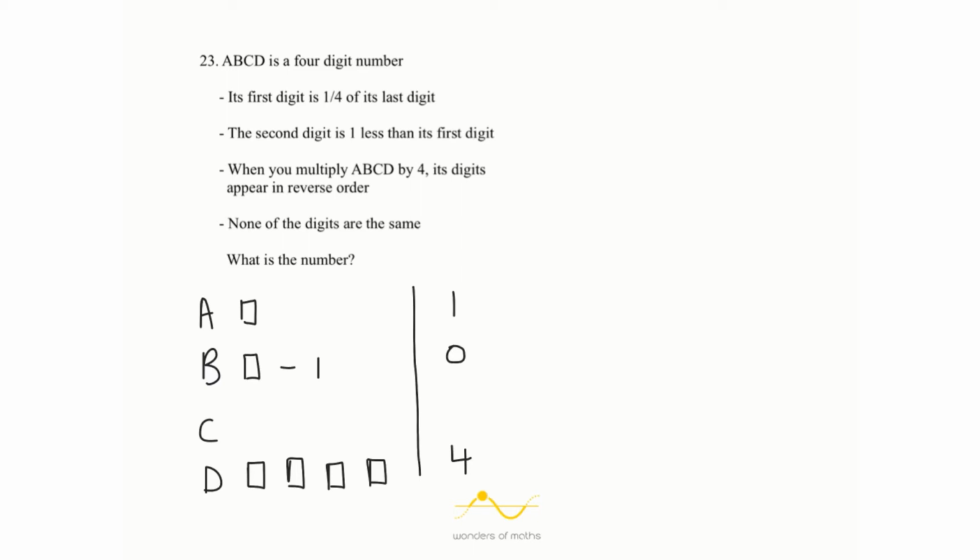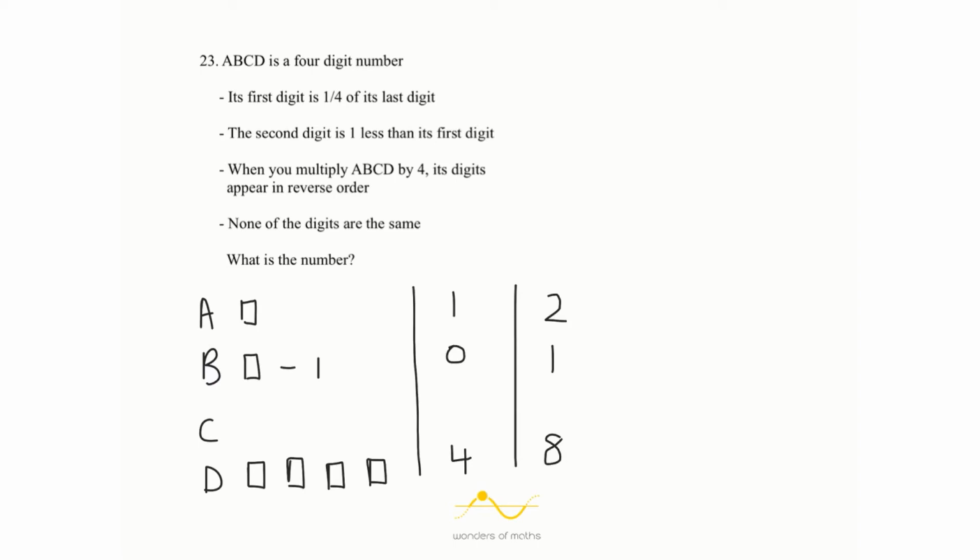Let's try substituting 2 for our block, making A 2. B would be equal to 2 minus 1, which is 1. D would be equal to 4 times 2, which is 8. So our number would be 21 blank 8. If our last digit is 8, then when we multiply the number by 4, our last digit would also have to be 2, which aligns with our rule. This option is looking promising so far.